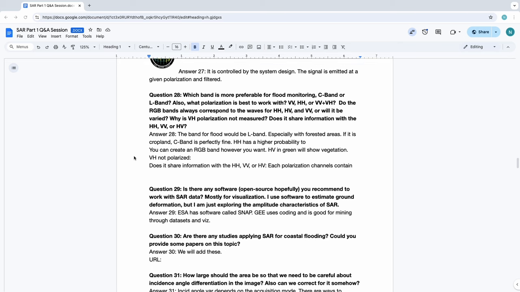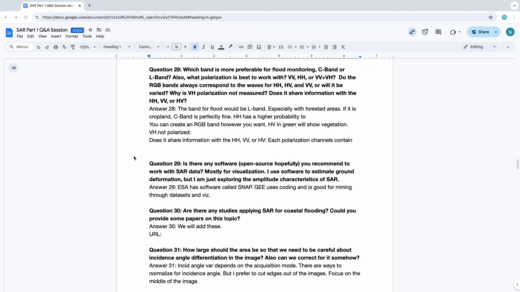Question 28, which band is most preferable for flood monitoring, C band or L band? Also, what polarization is best to work with, VV, HH, or VV plus HH? Do the RGB bands always correspond to the waves for HH, HV, and VV, or will it be varied? Wow, this is a multi-tiered question. All right. The band that's more preferable for flood monitoring would be L band, especially if you're looking at forested inundation, because with L band, you'll have a greater probability of penetrating through, and you'll have a greater likelihood of seeing inundated vegetation. However, if it's crops, like for example, inundated rice fields, C band is perfectly fine. HH is a better polarization, because as mentioned, there's a higher probability that HH will penetrate all the way through than VV, or much less HV, or the cross polarize.